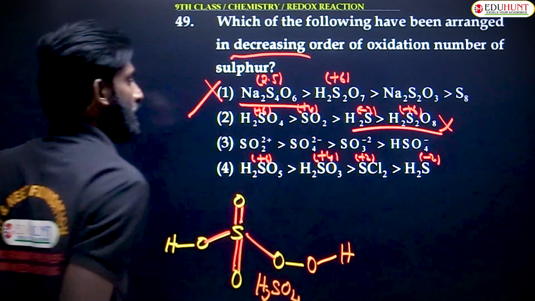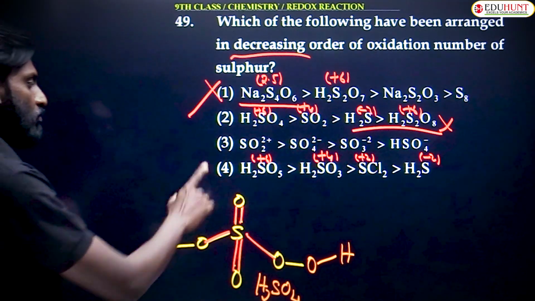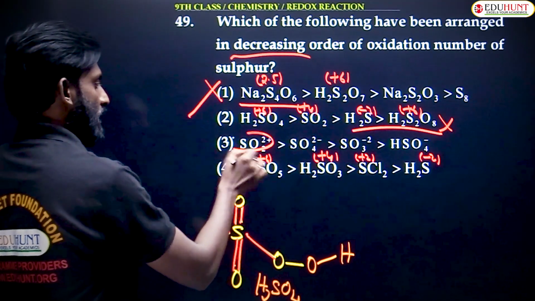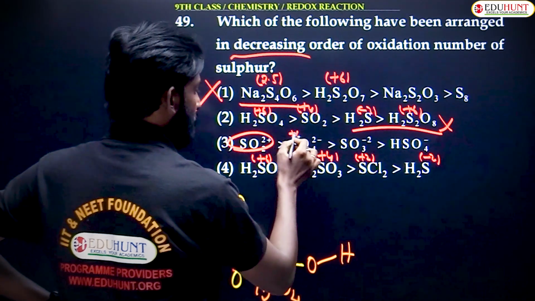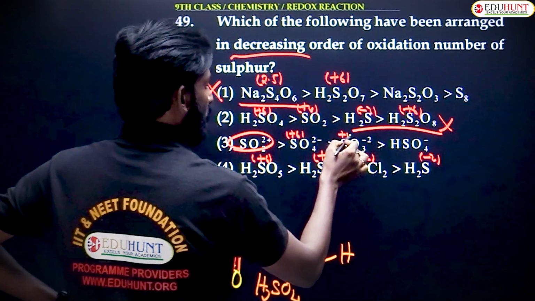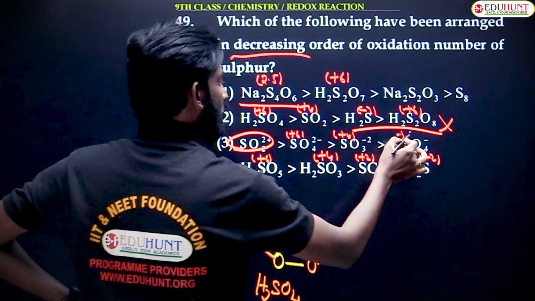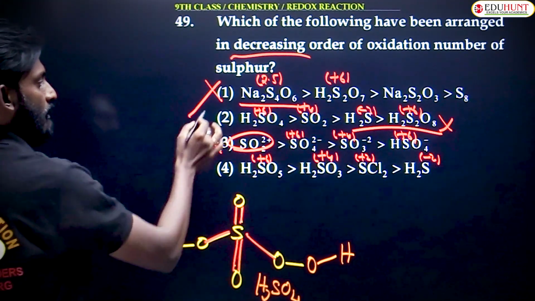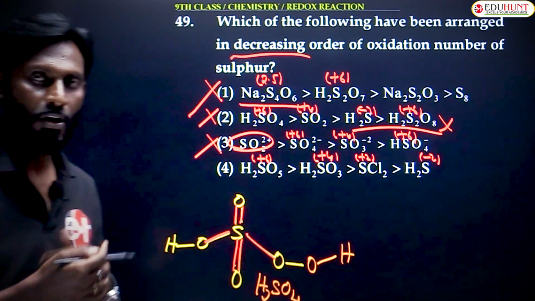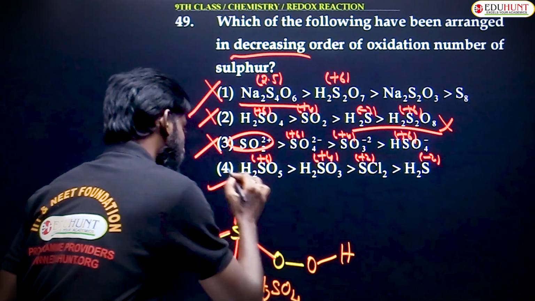This part leads to a wrong answer. SO2, 2 plus, this is a wrong thing typed, so leave it. So here sulfur will be plus 6, here sulfur will be plus 4, here sulfur will be plus 6 again. So all these, first option, second option, third option, are wrong. Our correct answer is the fourth option.